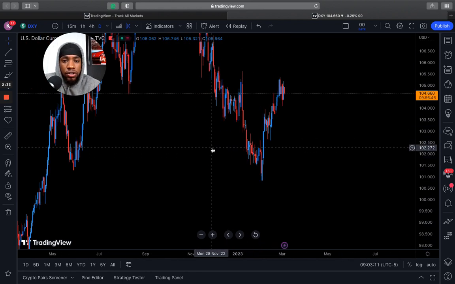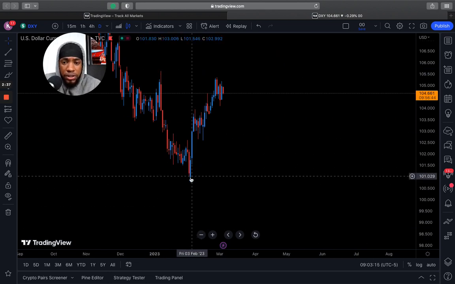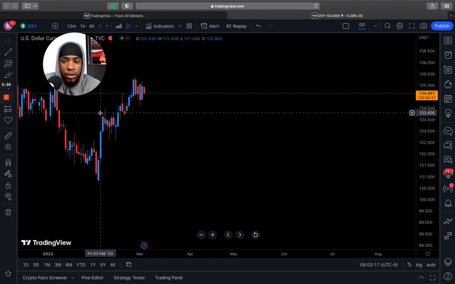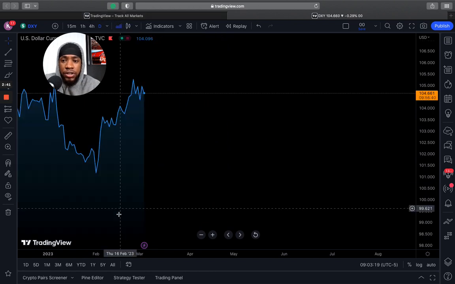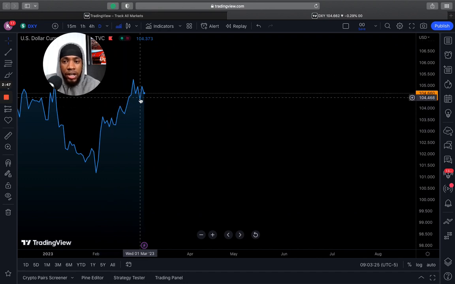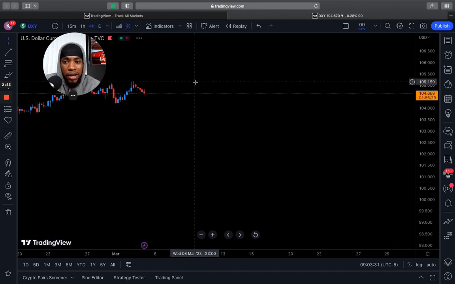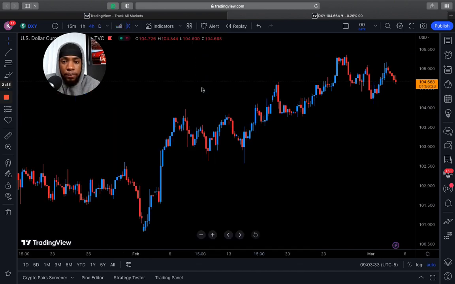So we see the US dollar was going down, down, right? And then we see the US dollar starts going up, creating higher highs, higher lows. And that's also a lot easier to see when you switch to the line chart. So we see higher high, higher low, higher high, higher low. And we see we kind of had a double rejection here, right? So we'll talk a little more about that. So switch it back to the candlestick chart.